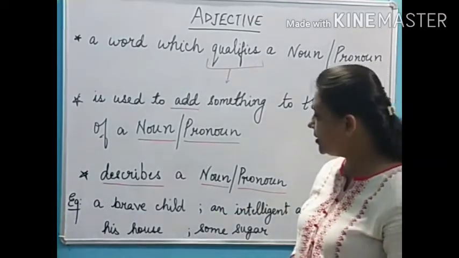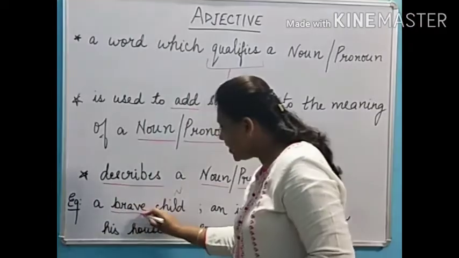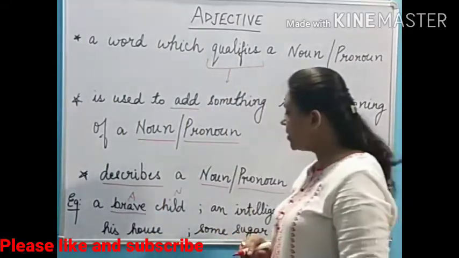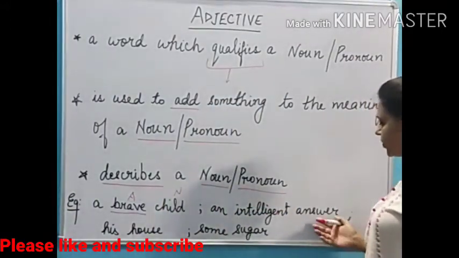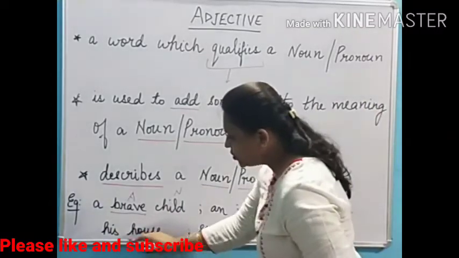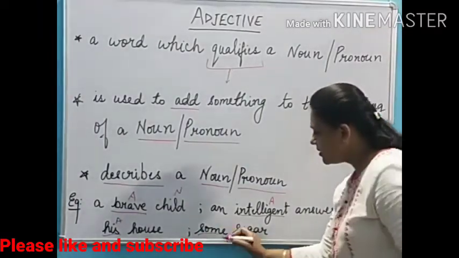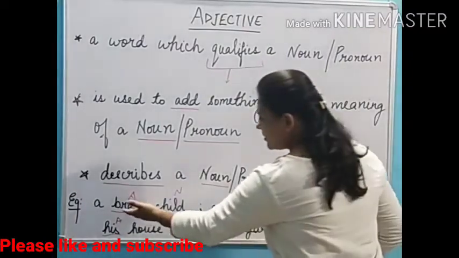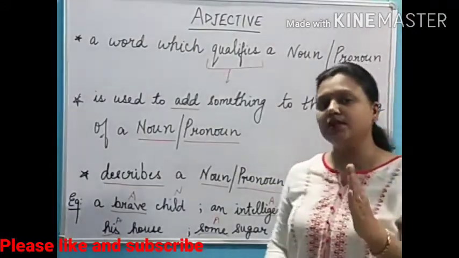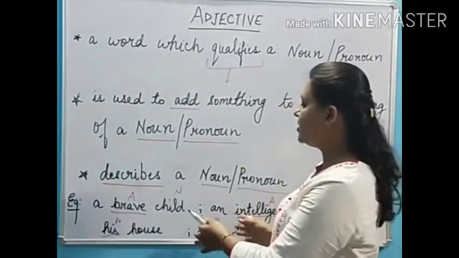Let's look at the few examples written here. So the first example is a brave child. We know child is noun here, and the word brave is telling us something about this noun child. Hence, brave is adjective here. All right. Second one, an intelligent answer. Which type of answer? Intelligent. So, intelligent is adjective here. Then, his house. Whose house? His. Again, his is adjective here. Some sugar. How much sugar? Some. Adjective here. So, we came to understand that brave, intelligent, his, and some are the words which we used to tell something extra about the nouns given in these phrases.